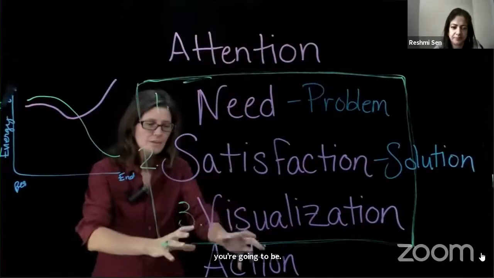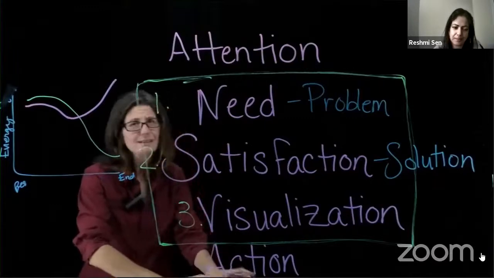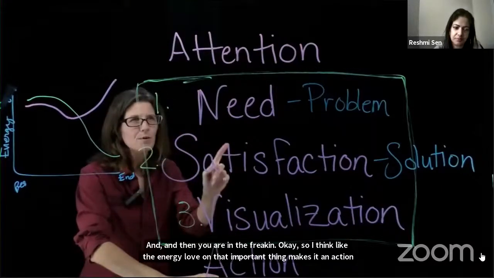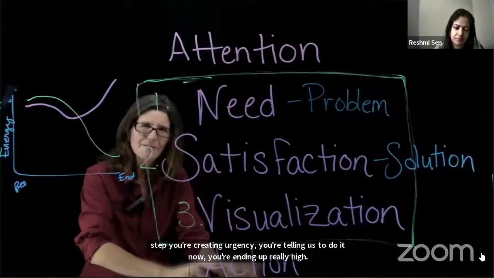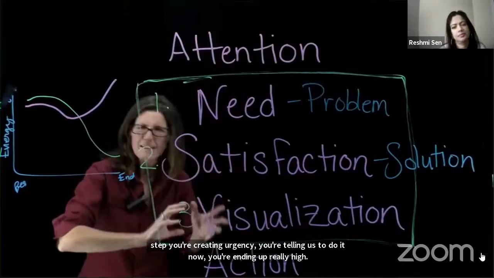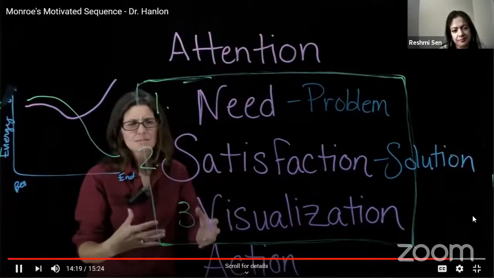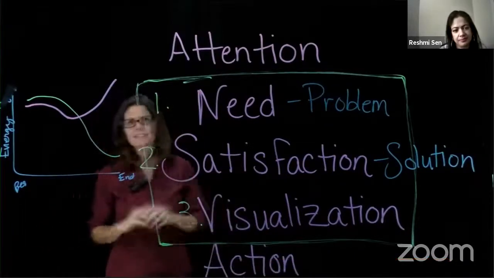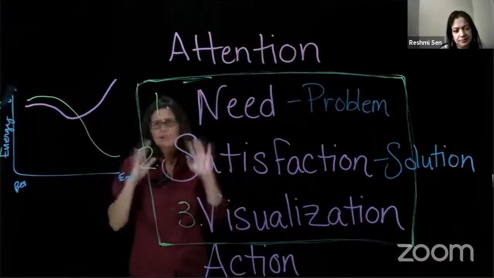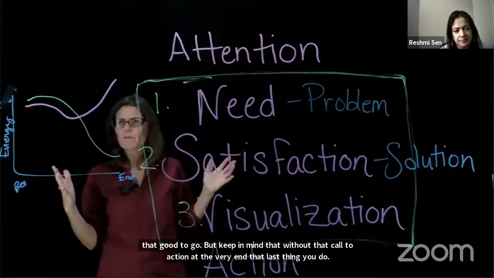But keep in mind that without that call to action at the very end, that last thing you do, this is really an informative speech. You have to have that last part, creating urgency, being a little bit forceful and excited, getting the audience motivated. If you don't have that, you basically have an informative speech. So you have to have it. And when I say informative, let's go through it real quick.